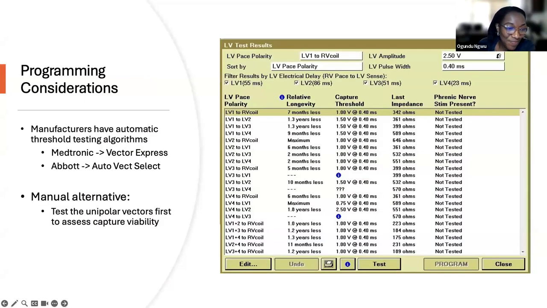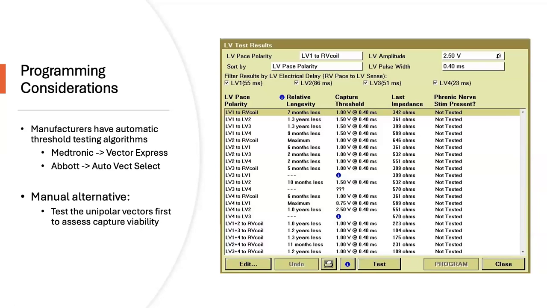Next slide. One thing I would mention right here too, as we talked about earlier, Dr. Ogundu, is you can always test manually as well. You don't have to use the automated tests that the companies have. A good way, if you're going to do that, is to try to use the vectors that are going to have the lowest capture threshold. So going unipolar or going to coil will generally give you your best threshold. If you're not capturing 4 to coil, so the fourth electrode to coil, then that indicates you're probably not going to capture at like 4 to 3 or 4 to 1 or whatever vector you're planning on using. So assess the best threshold, and then from there you can see whether or not those electrodes are even viable to pace from.